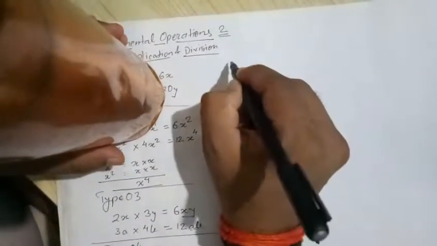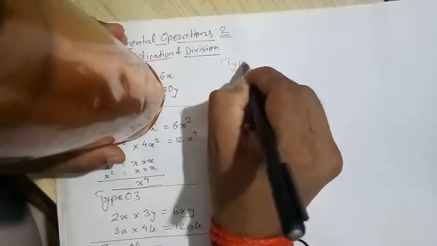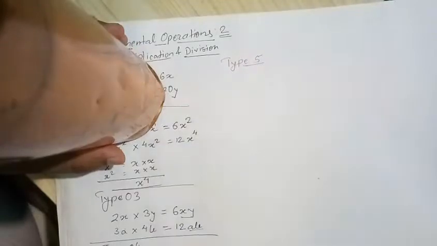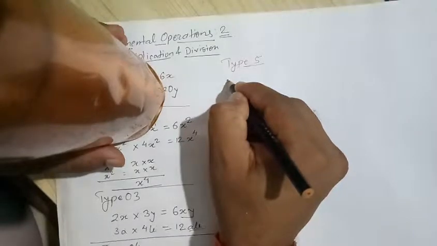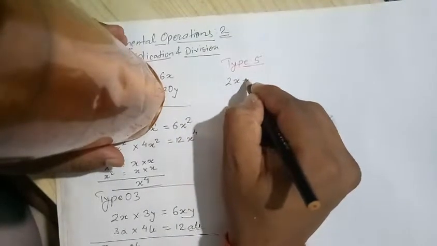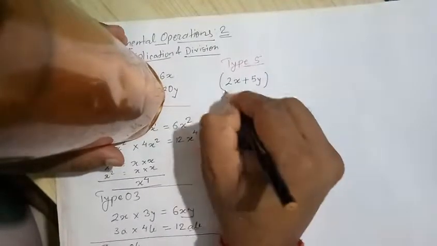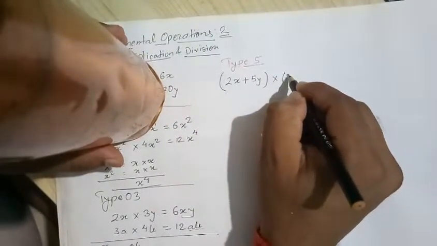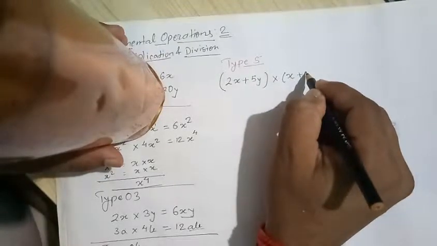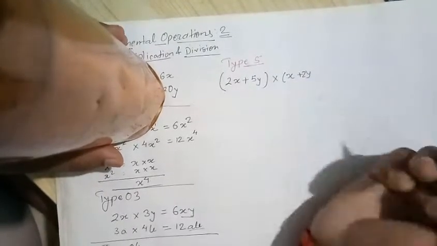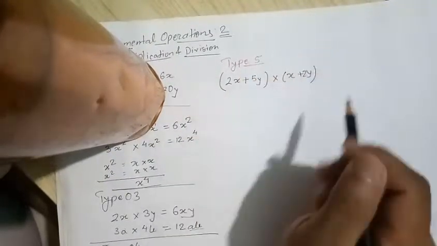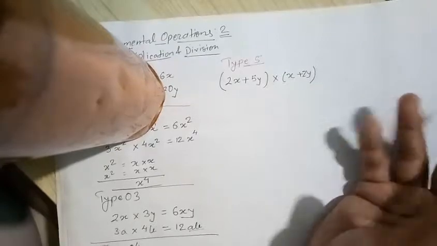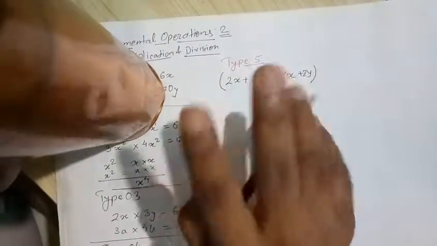We have the next type, type number 5, is two terms. Now let's understand. If you have 2x plus 5y multiplied with x plus 2y. Let's take 2y. In the last example you have seen, at this side only we had 2 terms and this side 1 term. Now this time we have 2 terms on both sides. But the concept will remain the same.